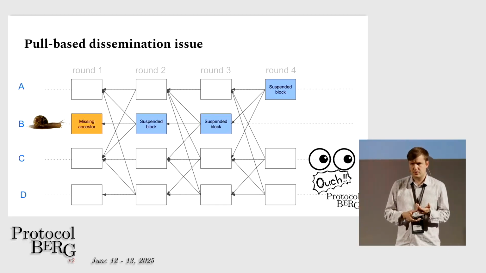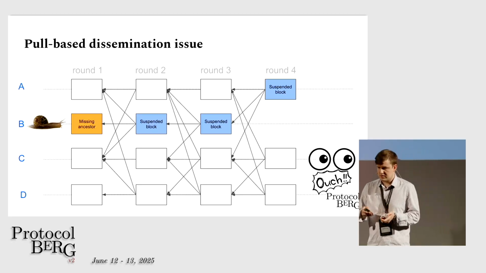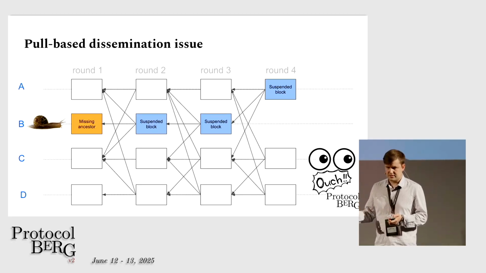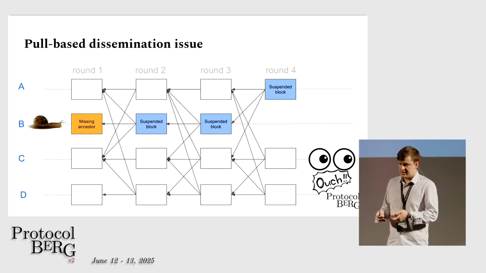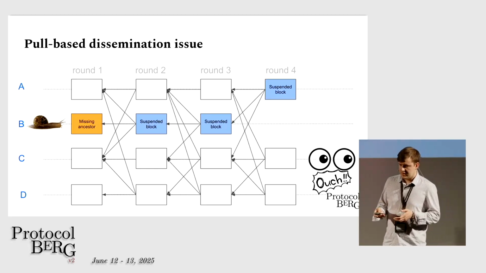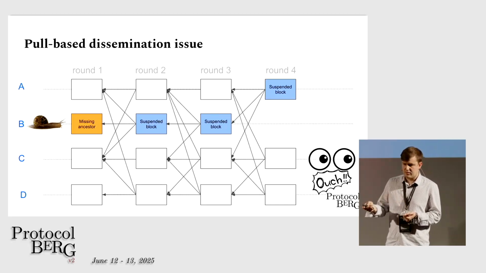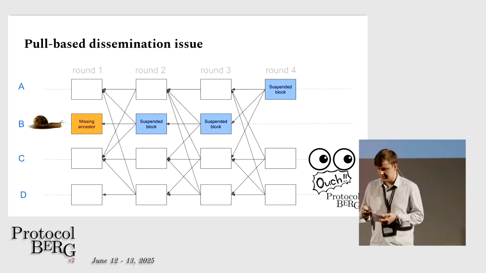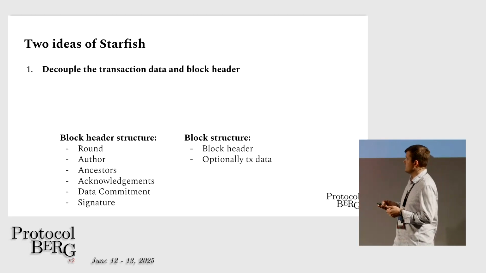So on one hand, we don't like quadratic complexity. On the other hand, we don't like pull-based dissemination. So one thing is good probably in theory, another thing is good probably in practice, and we want to achieve linear amortized communication complexity, and we want to use push-based dissemination. And here are two ideas that we use.